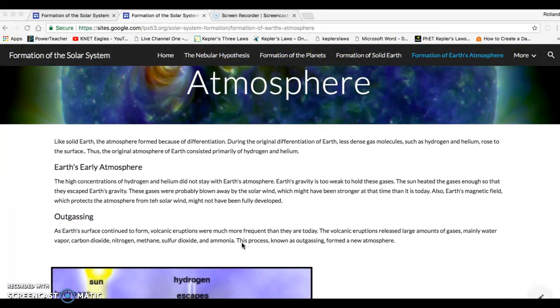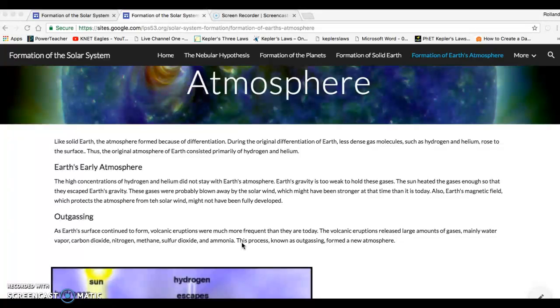Earth's early atmosphere. The high concentrations of hydrogen and helium did not stay with Earth's atmosphere. Earth's gravity is too weak to hold these gases. The sun heated the gases enough so that they escaped Earth's gravity. These gases were probably blown away by the solar wind, which might have been stronger at that time than it is today. Also, Earth's magnetic field, which protects the atmosphere from solar wind, might not have been fully developed.